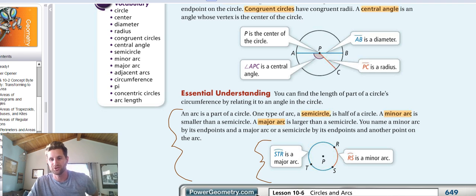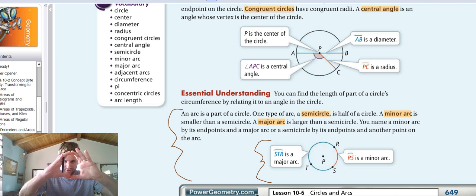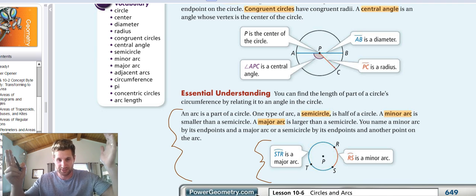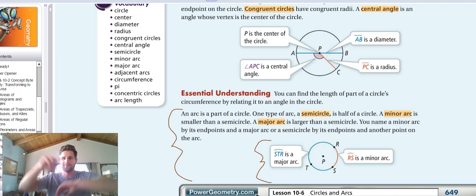An arc is a part of a circle, so we're also going to be talking about arcs, which is not the full circumference of the circle, but a portion of the circle. One type of arc we would call a semicircle, and a minor arc is smaller than a semicircle. If a semicircle is 180 degrees, a minor arc is going to be less than 180, and a major arc is larger than a semicircle, so it's going to be bigger than 180.